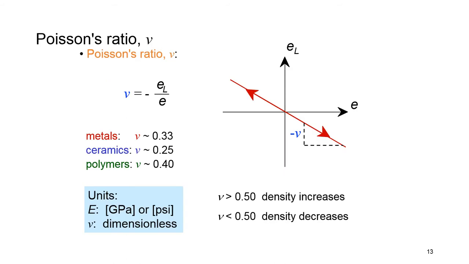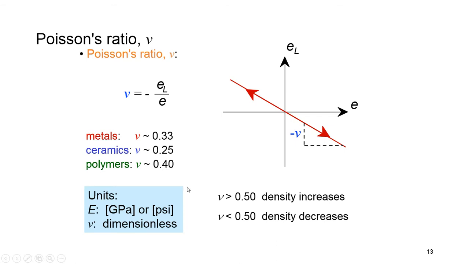The other term defined in the mechanical properties of materials is Poisson's ratio, which is denoted by nu, and it's defined as the lateral value of strain divided by the longitudinal value of strain. Because this one has a negative value, we add a negative sign so that we end up with a positive value for Poisson's ratio. Poisson's ratio for metals is approximately 0.33, and the rest are also depicted here.